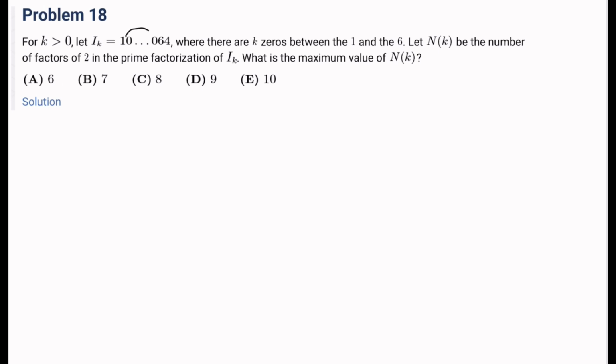Number 18, for k greater than 0, let ik equal 1, 0, 0, 0, 0, 0, 0, 6, 4, where there are k zeros between the 1 and the 6, right? So there are k zeros here, and let nk be the number of factors of 2 in the prime factorization of ik. What is the maximum value of nk?